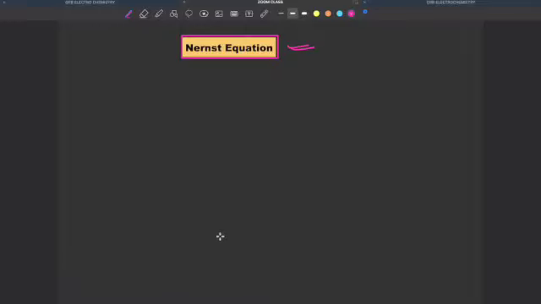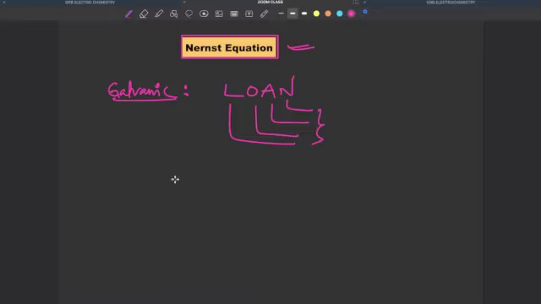Yes, sir. Right. So we talk about the Nernst equation. Before this, let us rewind what we have studied in the case of the galvanic cell. In a galvanic cell, what you should remember: negative is the anode, oxidation, on the left side. These are the things you should remember.